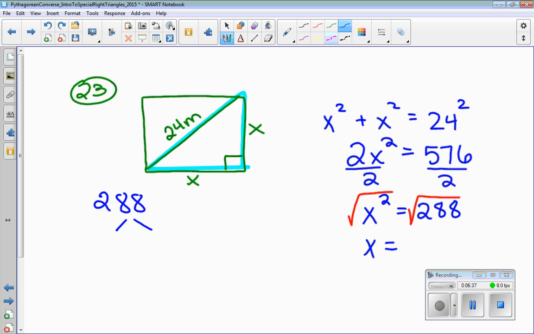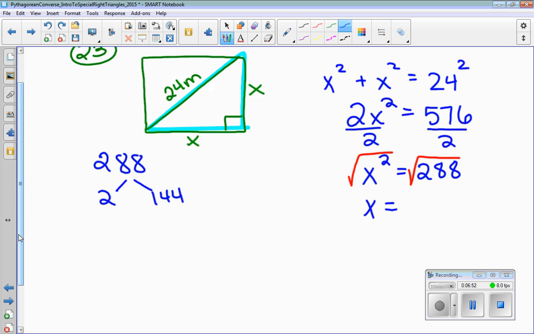So let's make a factor tree. 288. Give me some numbers that go into it. 2 and 144? It doesn't really matter which ones you start with, believe it or not, because you'll end up with the same answer at the end. Okay? I would probably have picked 9 or a larger number to begin with, because that would simplify quicker, to be honest with you. But either way, it should work.